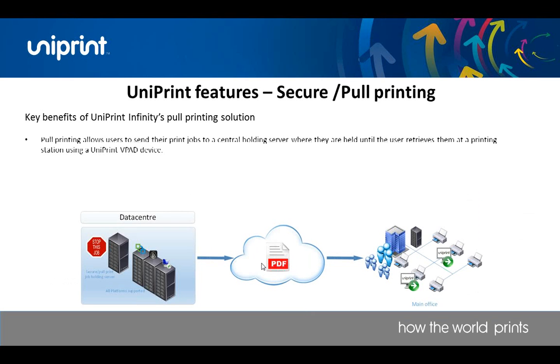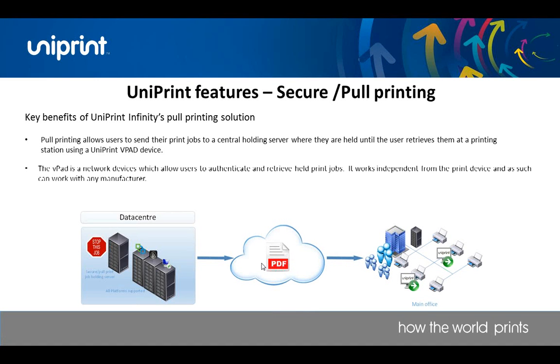All right, John? Let's have a quick look at how the virtual print queue functions with our VPAD. Pull printing allows users to send jobs to a central holding server, which holds them until a user retrieves them at the printing station. Basically, in our environment those jobs are going to our bridge server.